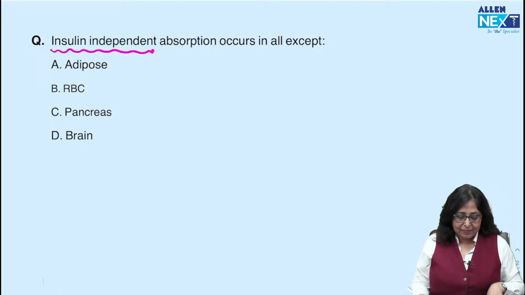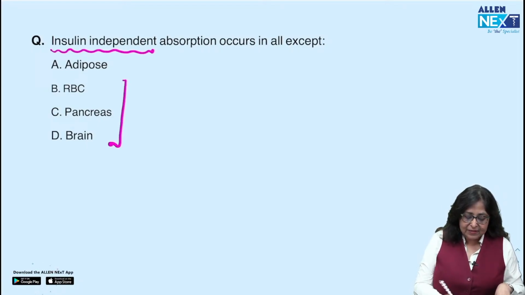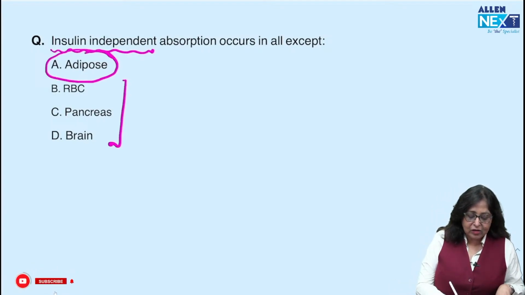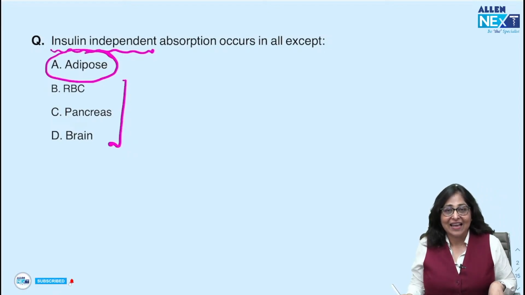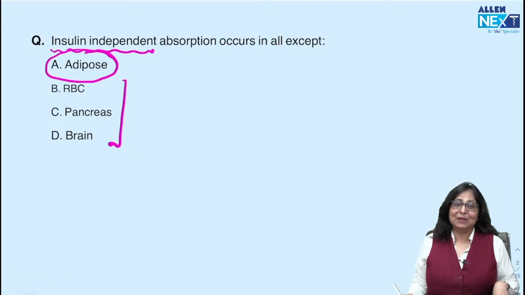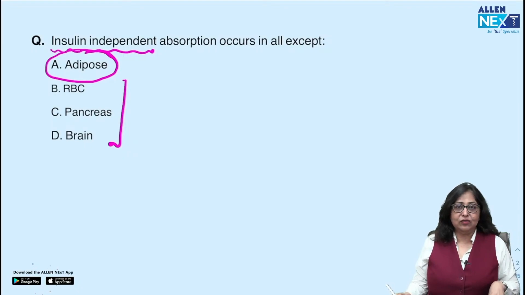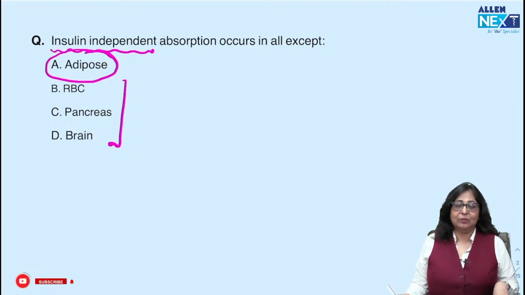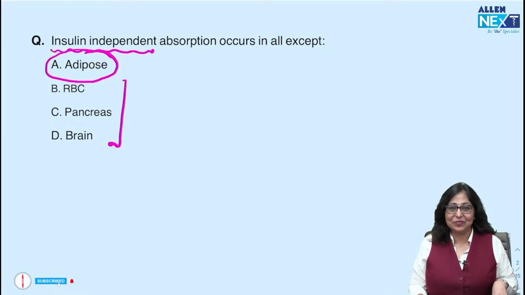So insulin independent absorption occurs in the RBCs, in the pancreas, in the brain. Insulin dependent absorption is in the adipocytes as well as the muscle cells. Insulin will increase the number of GLUT4, which are insulin-dependent GLUT, in the adipocytes and in the muscle cells. So this should have been a very simple question, right? So yes, I'm sure most of you must have got it right.